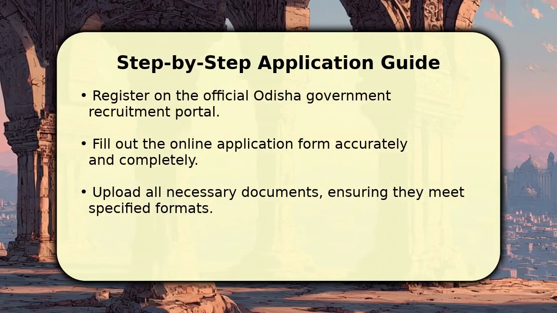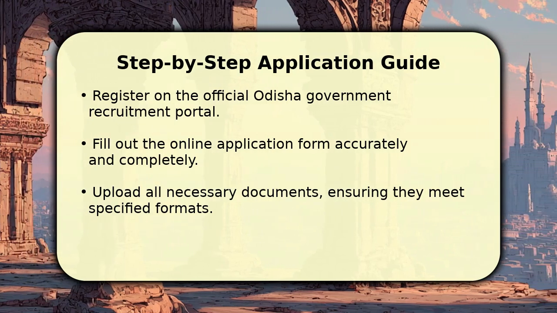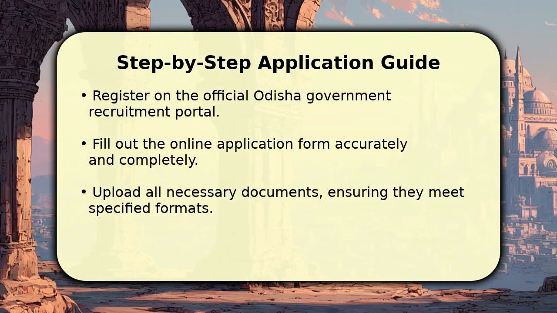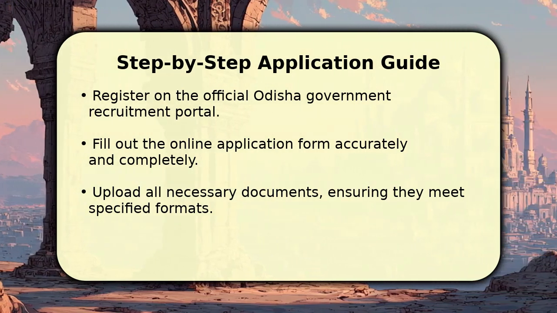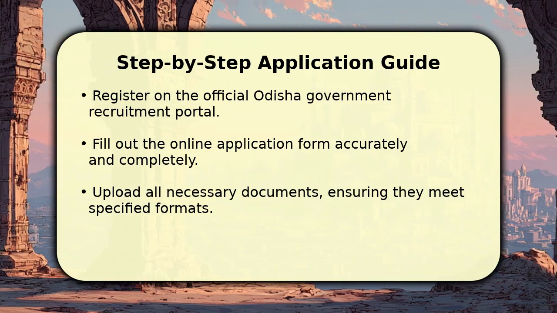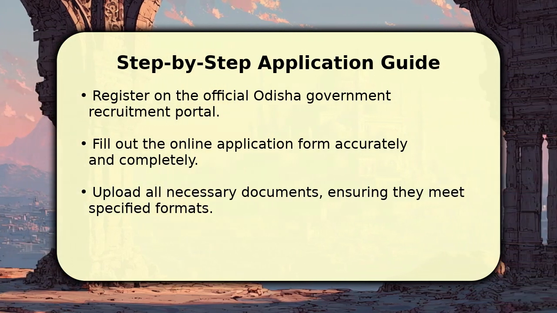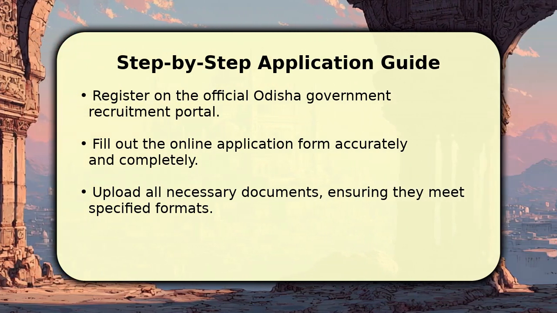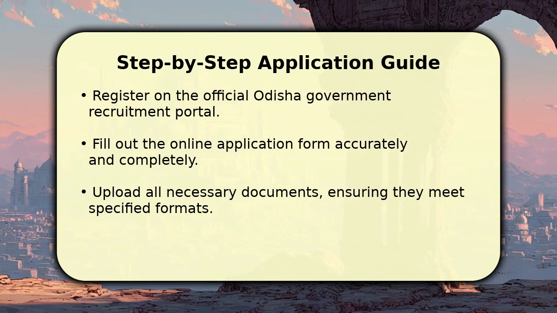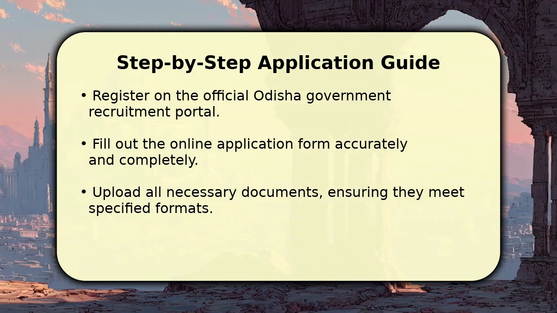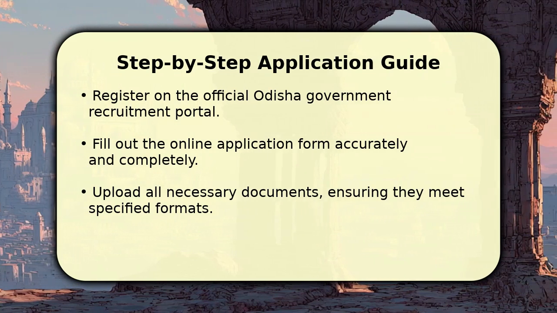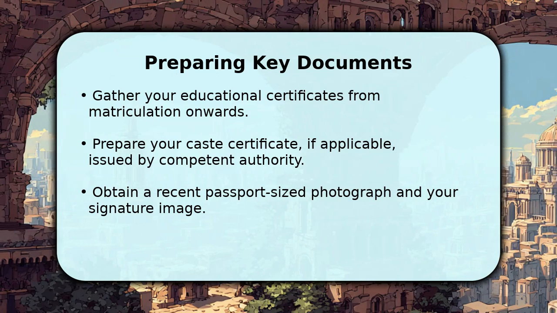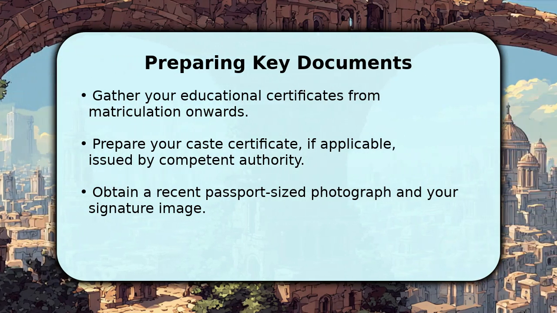Once you confirm your eligibility, the next step involves the online application process. Begin by registering on the designated official Odisha government recruitment portal, creating a unique user ID and password. Then, meticulously fill out every section of the online application form, ensuring all details are accurate and complete. Finally, carefully upload all necessary documents in the specified formats and sizes, such as a maximum of 200 kilobytes for images. Proper documentation is absolutely vital for a smooth application process.